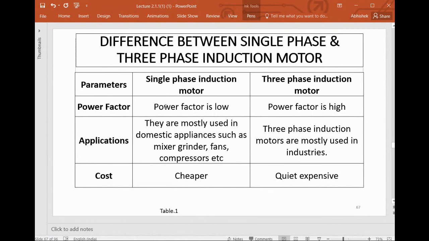Power factor is also low in a single-phase induction motor, whereas the power factor is high in a three-phase induction motor. As for applications, single-phase motors are mostly used in domestic appliances such as mixers, grinders, fans and compressors, whereas three-phase induction motors are mostly used in industries. The cost of single phase is cheaper, whereas in three phase more components are there, so it is quite expensive.